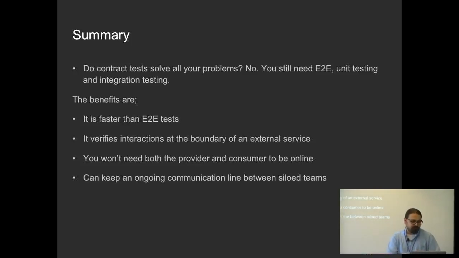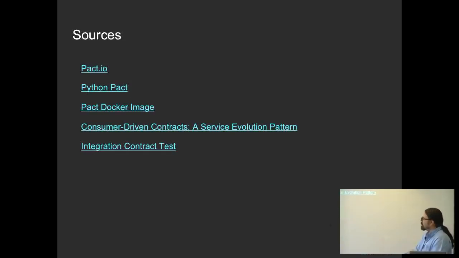So that's my time, I think, at this point. I have some sources here, as I said. These last two links are Martin Fowler's website. Definitely check it out. He has awesome information there. I also put up Pact.io and Python Pact links, and Pact actually has a Docker image that you can just deploy and have a service up and running and start running your API tests against it.